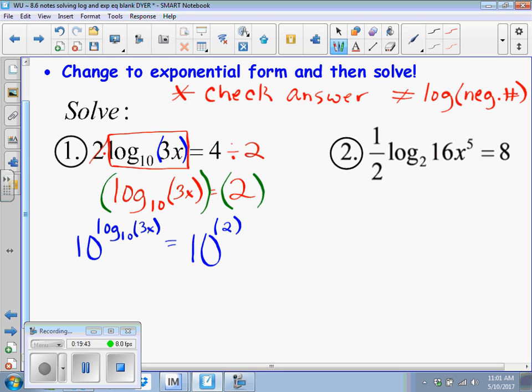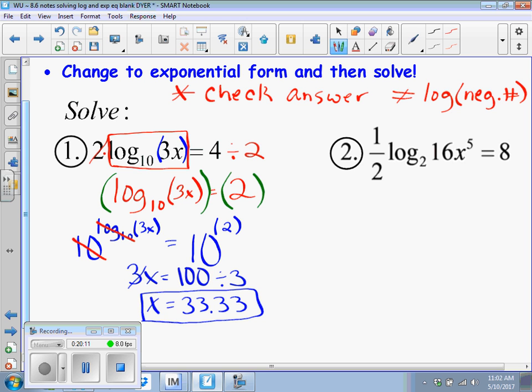Now, 10 to the log base 10 cancels, leaving me with just 3x equals 10 to the second power, which is 100. Now it's just a regular equation. Divide both sides by 3. And x equals approximately 33.33. So you're taking your base and raising it to everything on the left, and you're taking that same base and raising it to everything on the right.